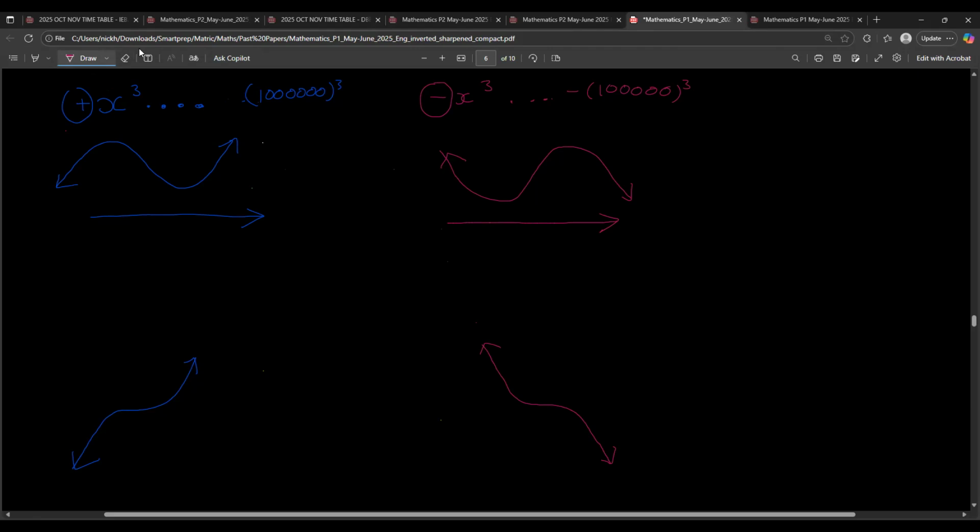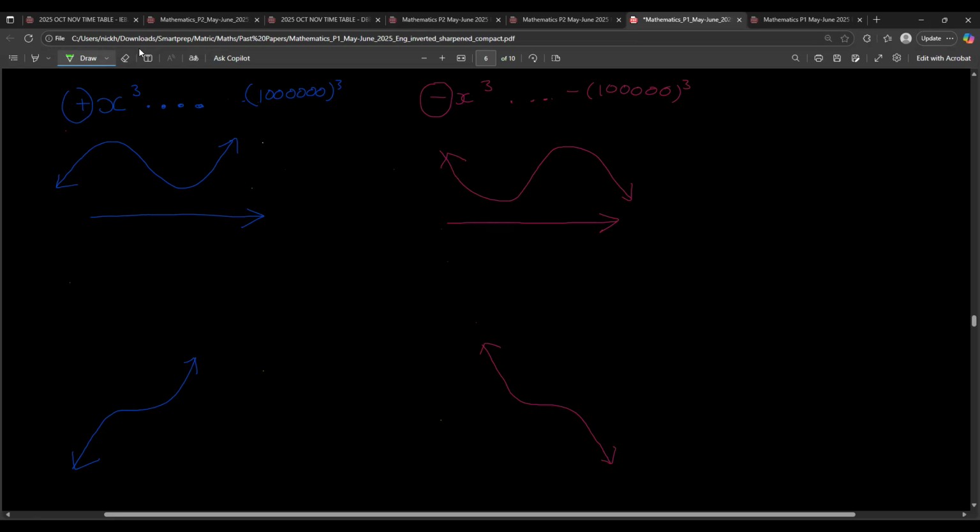And then you sometimes get a case where it looks like this. Now I'm going to show you why and how. Because sometimes they'll give you the derivative and ask you to sketch the cubic function, like they did in 5.3. So let's see how that would work.